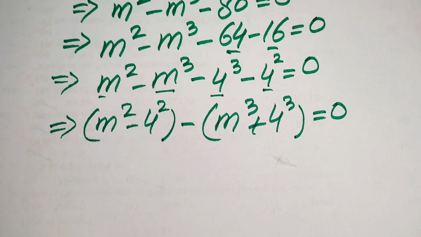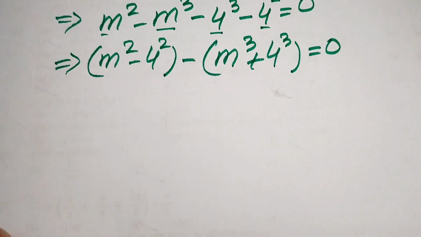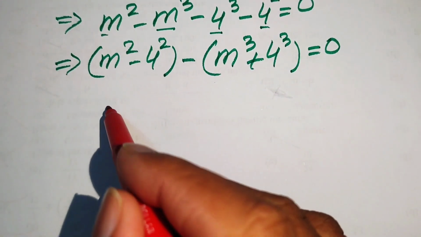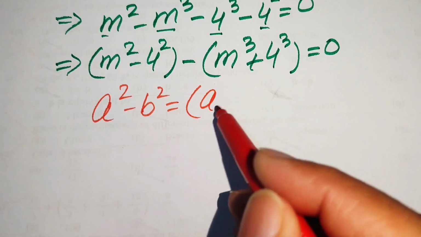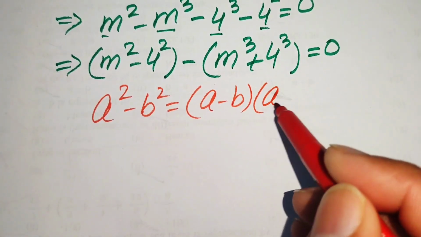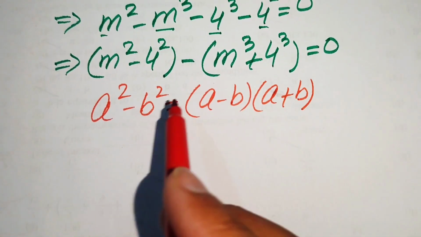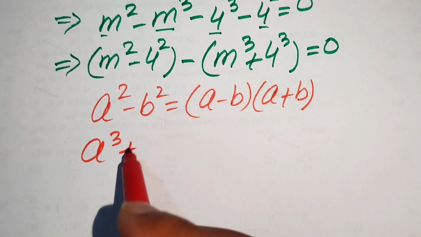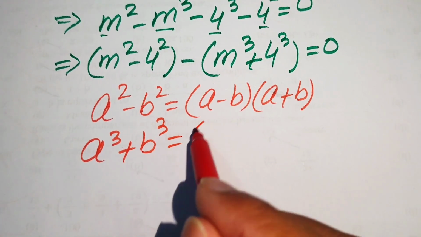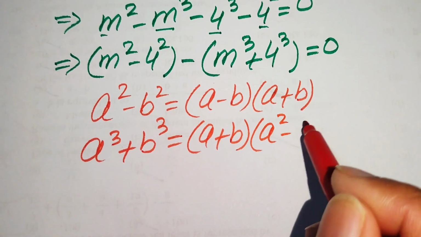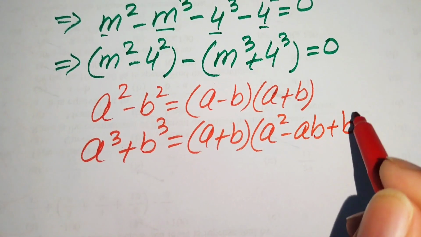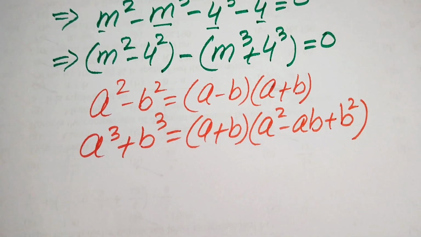Now in the next step, we need two nice formulas. One is cubic and the other is square. You know that a² minus b² equals (a minus b) times (a plus b). And the cubic formula is written as a³ plus b³ equals (a plus b) times (a² minus ab plus b²). We need these two formulas to solve the above equation.